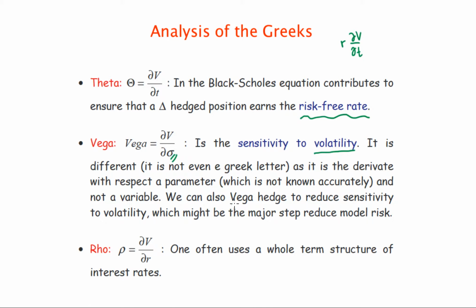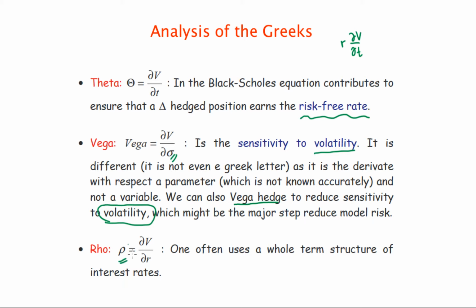So sometimes we can also vega hedge in order to reduce the sensitivity to the volatility, which might be the major step to reduce the model risk, because the volatility is the same parameter that arises in the log normal hypothesis you're considering in order to describe the stochasticity associated to the asset. So if you want to reduce the implications of the model, or the risk associated to the model, you can also vega hedge. Another one is the partial derivative of V with respect to the interest rate r, and this is called rho.